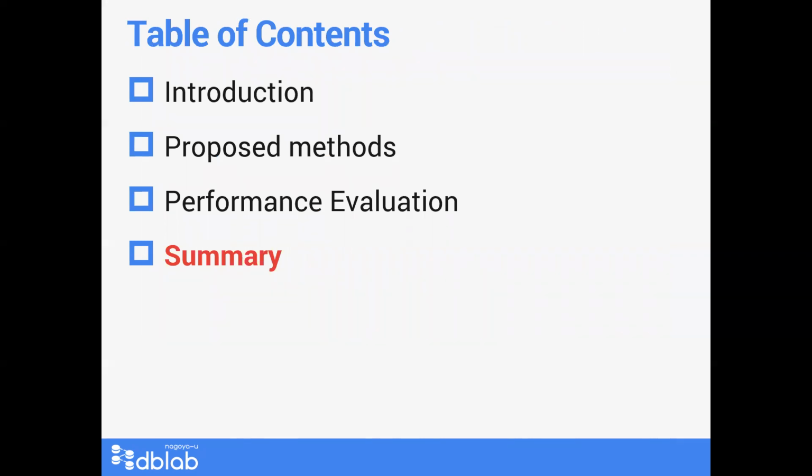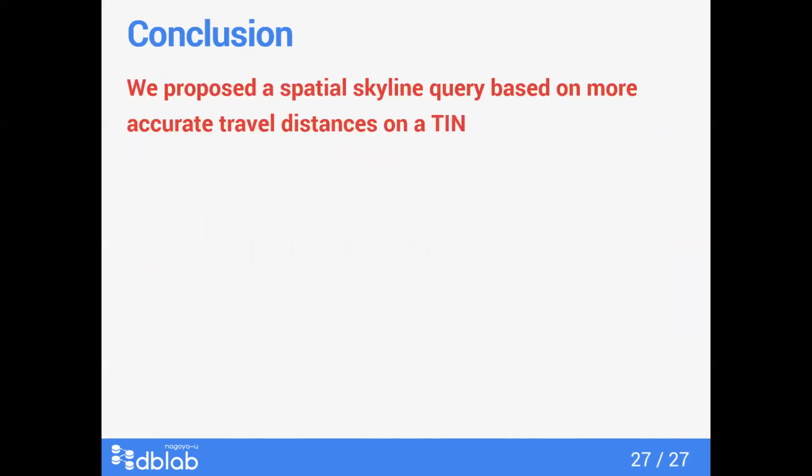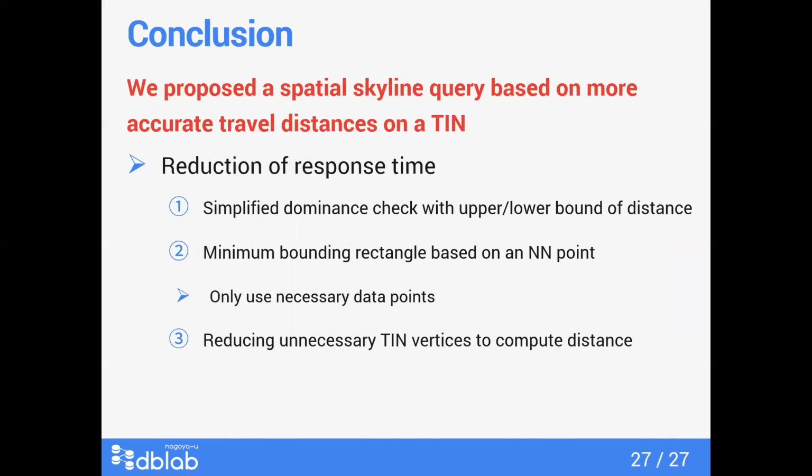I'd like to conclude by making the following points. In this study, we propose a spatial skyline query based on a more accurate travel distance on a TIN instead of Euclidean distance. While it is based on a more accurate distance, the calculation of TIN distance is heavy, and skyline queries involve so many heavy calculations, so we propose 3 methods to solve it faster. As a result, we confirmed that the problem can be solved fast.